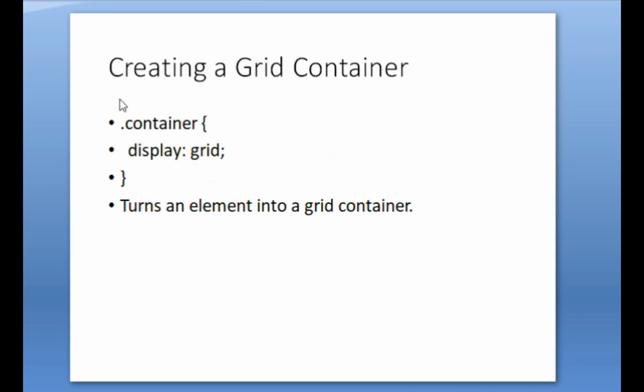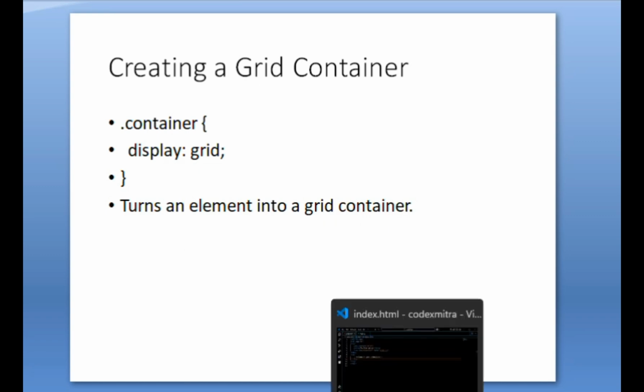So next, here you can see creating a grid container. In the HTML file, we can declare a div with the class name container, and in CSS we can give the properties using the class selector container, and we give the display grid property to this container class. This turns an element into the grid container. So let's move to our code in VS Code.